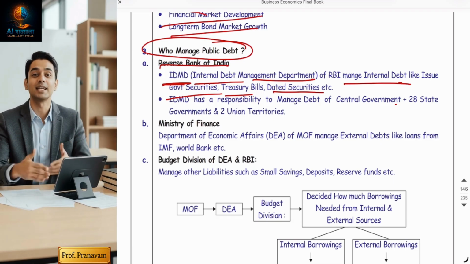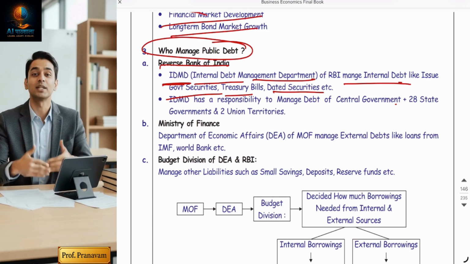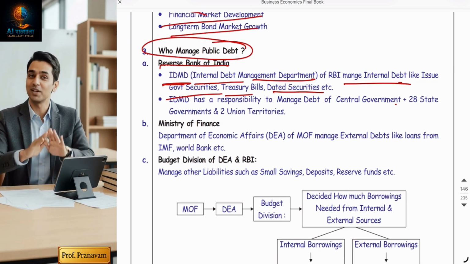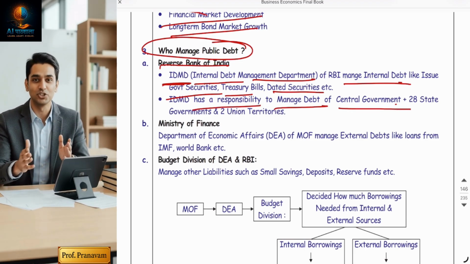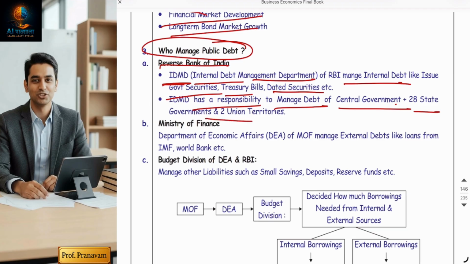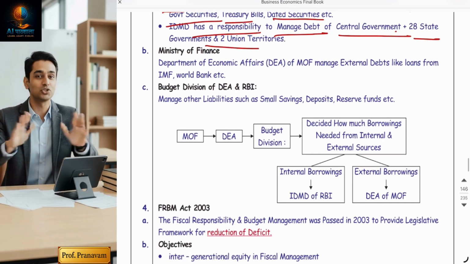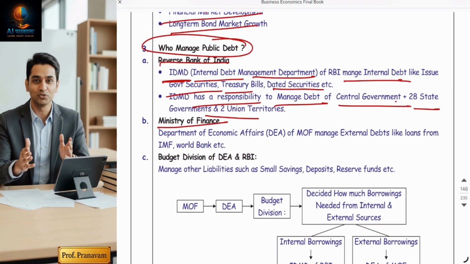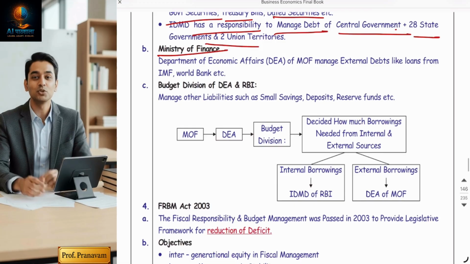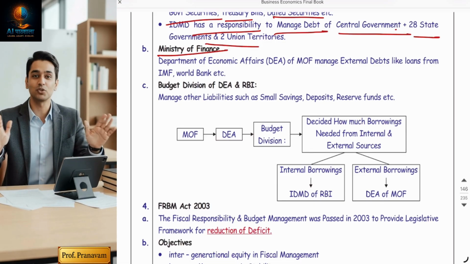Now we say whenever the government needs money, RBI raises the funds. That is the IDMD department. IDMD has the responsibility to manage the debt of the central government plus 28 states and various union territories. Right? Then second, who is managing public debt after RBI? The Ministry of Finance. Now, the Ministry of Finance is just a phase. Again, they have divided some departments.